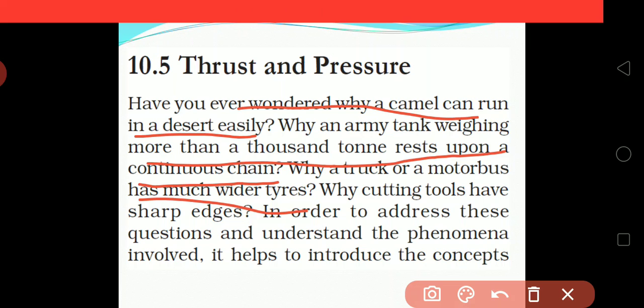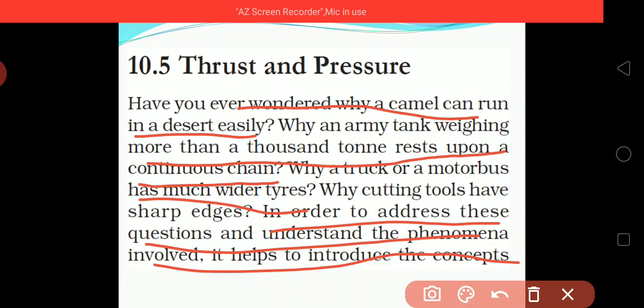In order to address these questions and understand the phenomena involved, it helps to introduce a concept. Now we will talk about a new concept in which we will study how wideness as well as sharpness work, and how pressure is exerted on a particular surface.